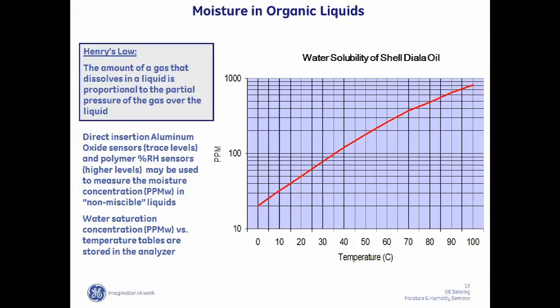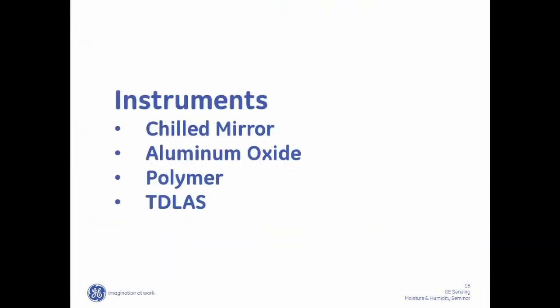Well, we're going to now go into a little bit about the various instruments. We're going to focus on the 4 technologies: the chilled mirror, aluminum oxide, which is used in very low levels of measurement, trace measurements, polymer-based humidity sensors, and TDLAS, which stands for tunable diode laser absorption spectroscopy, or we can just shorten that to laser instruments.